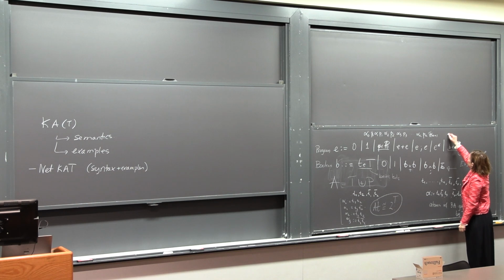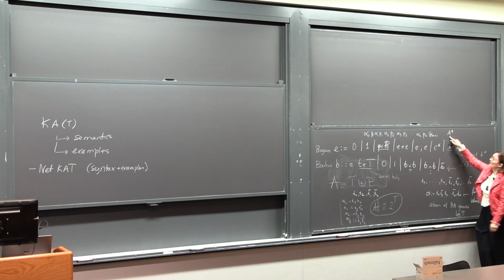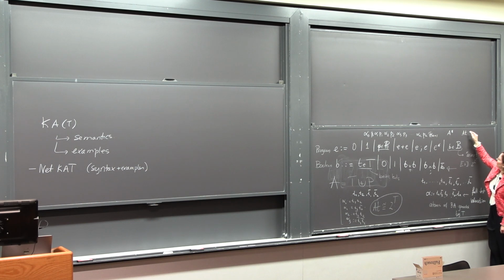So the strings before, they were elements of A star. Now we have elements of (at, P) star, and then an atom at the end. Okay, so I have these interleaved sequences of atoms and actions. And then at the very end, I have my last state.